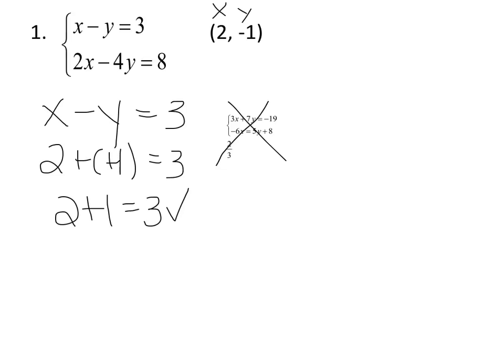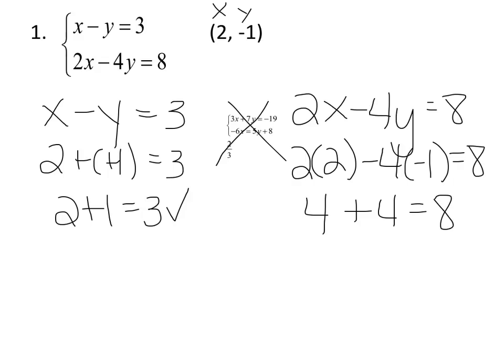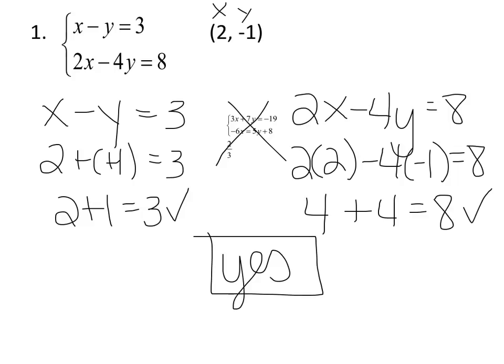That's true. And then over here we have 2x minus 4y is equal to 8. You're plugging in 2 for x and negative 1 for y. So you have 4 plus 4 equals 8. That is true. They're both true. So yes, 2, negative 1 is a solution for this system.